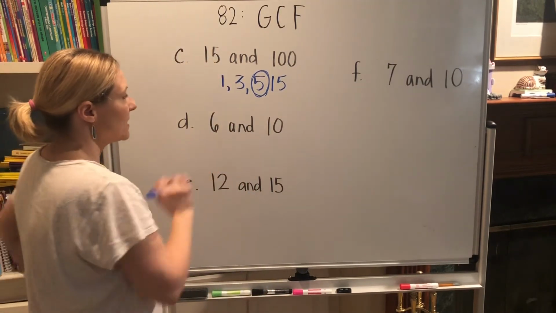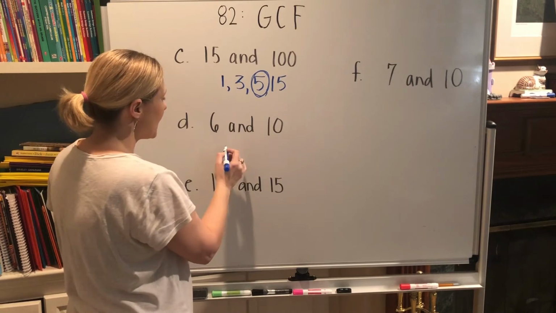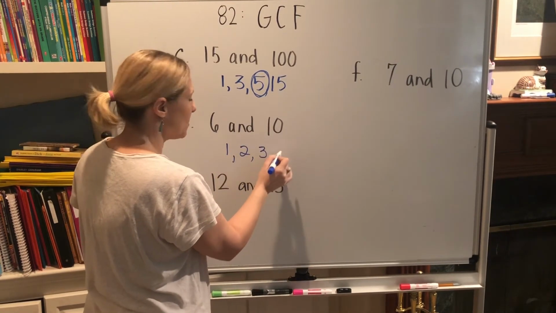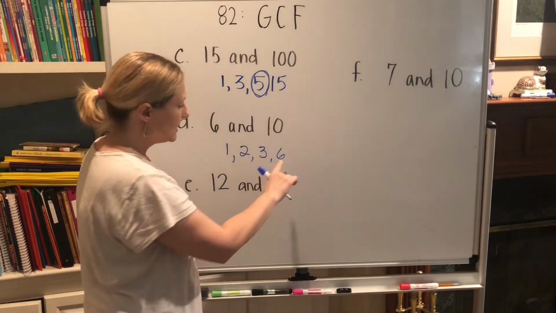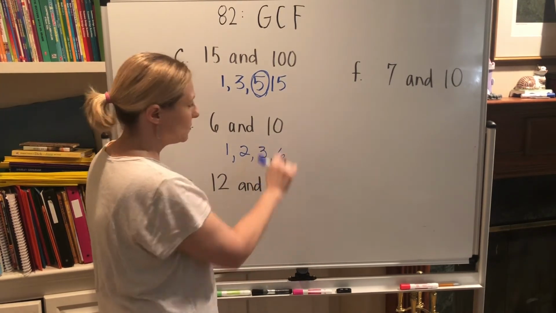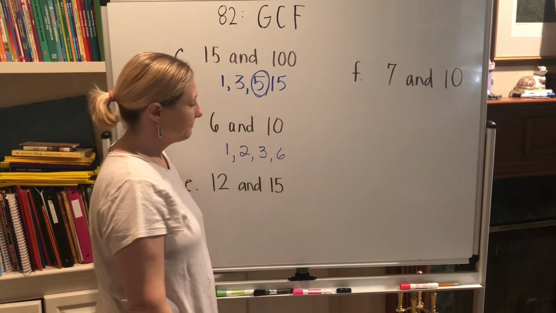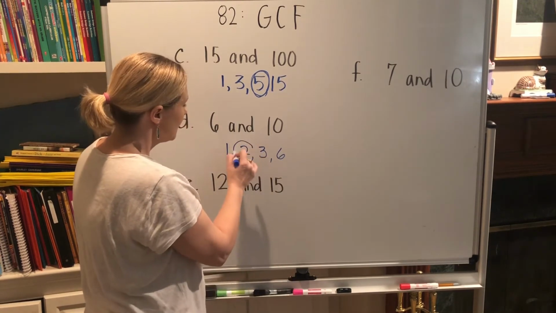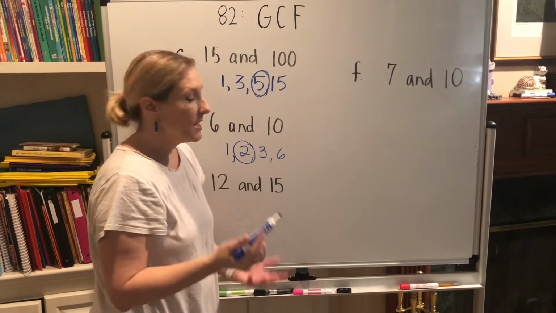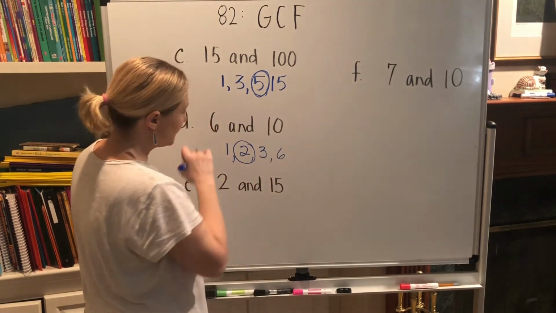All right, now let's take a look at 6 and 10. We've already factored 6 many times, so let's do it again. 1, 2, 3, and 6 are all the factors of 6. Does 6 go into 10 evenly? No. Does 3 go into 10 evenly? Nope. So 2, that's an even number, so it has to go in, is our greatest common factor.